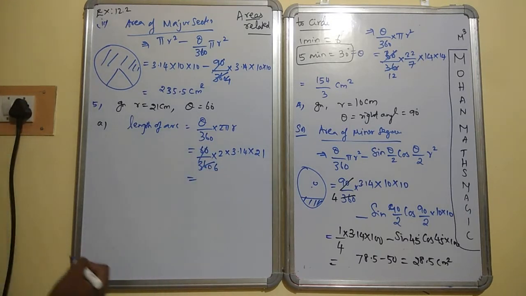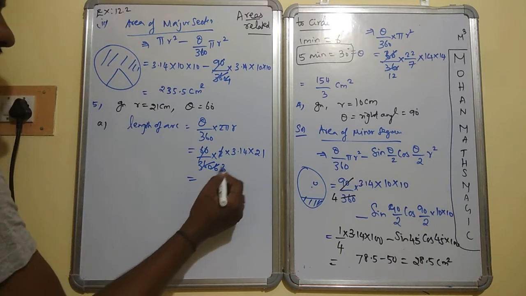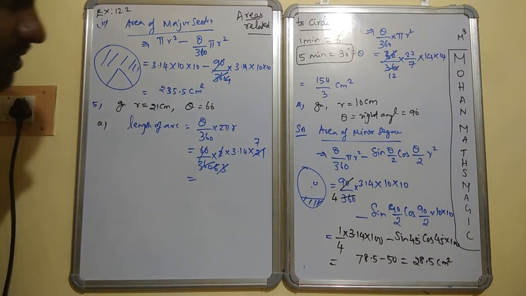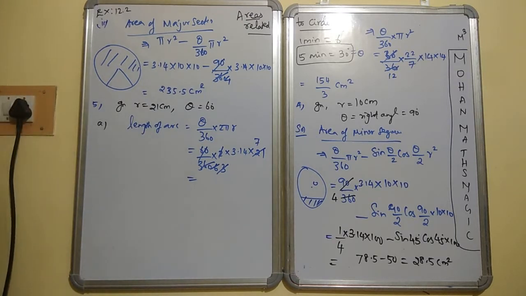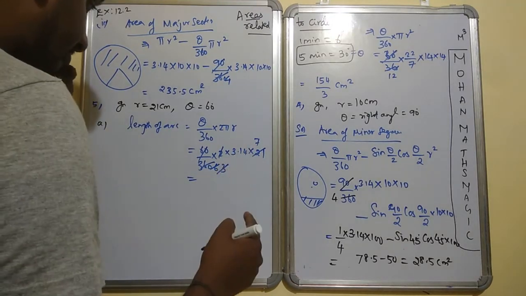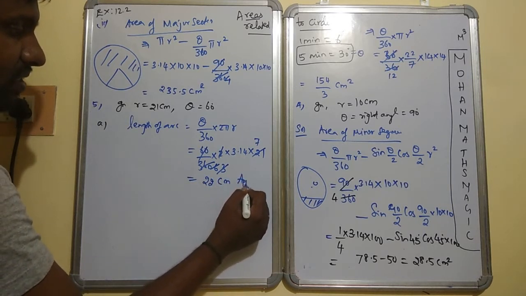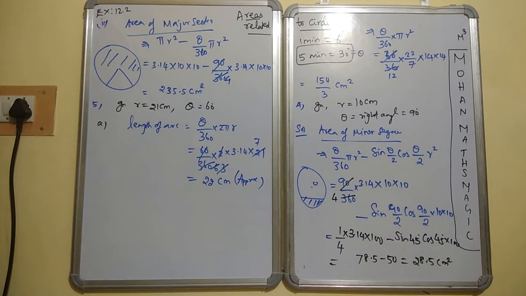So this one 6, 3 table is 7. The final answer, the length of the arc, is approximately, 6, 3, 7, 3 table is 7, 21, approximately 22 centimeter. 22 centimeter approx. Or you can write the decimal value also, no problem.